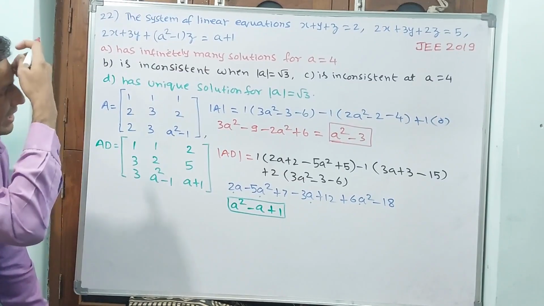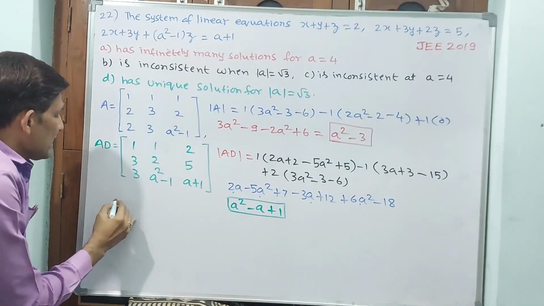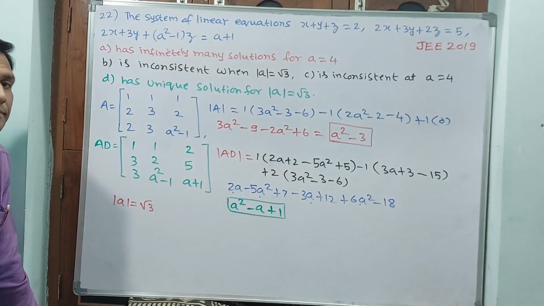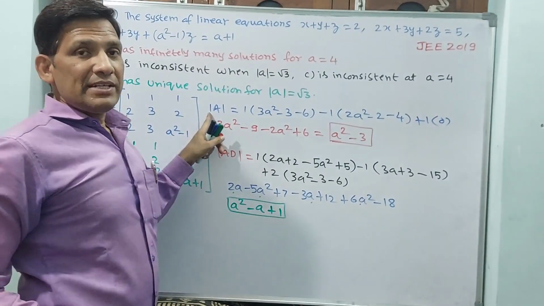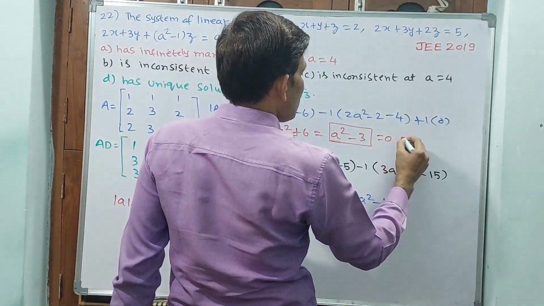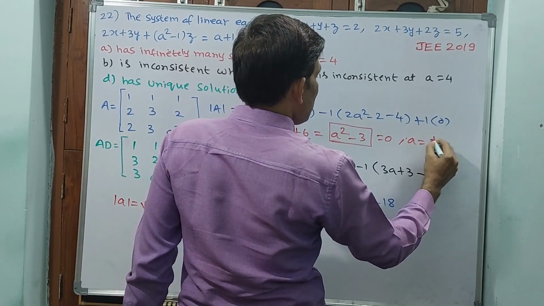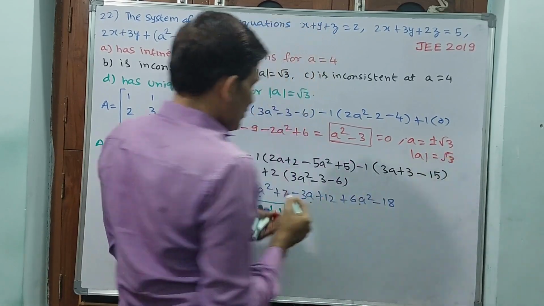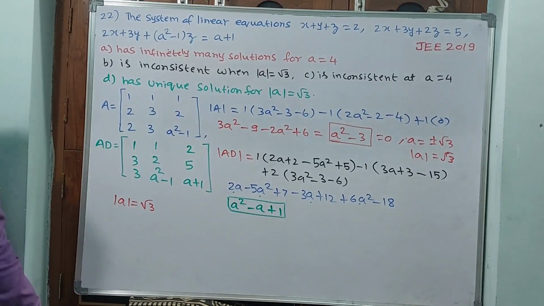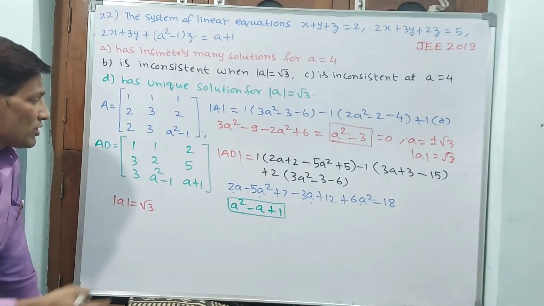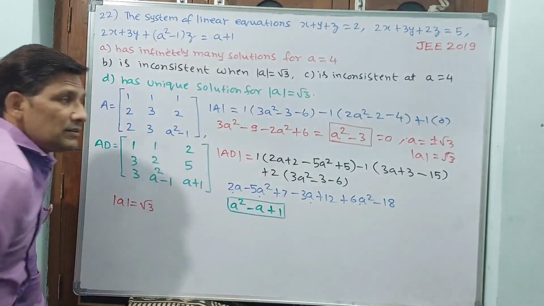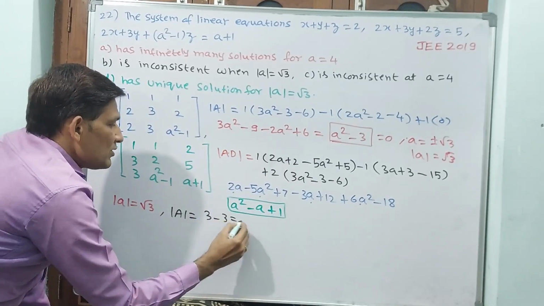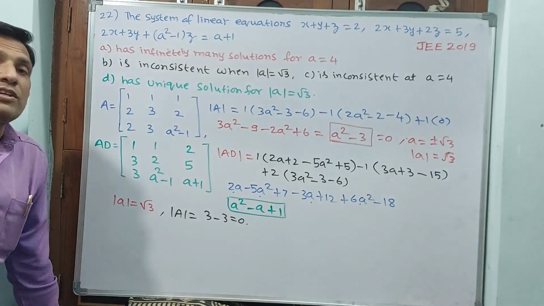Answer root 3. See, I am taking that modulus a is equal to root 3. Why I have taken? See, let me make this determinant A equal to 0. Then what will come? A is equal to plus or minus root 3 will come. Modulus of a is equal to root 3. Okay. See, this option I want to take. Let me take modulus a is equal to root 3. Modulus a is equal to root 3 means what will come here? 3 minus 3. Determinant of A is equal to 3 minus 3 is equal to 0.